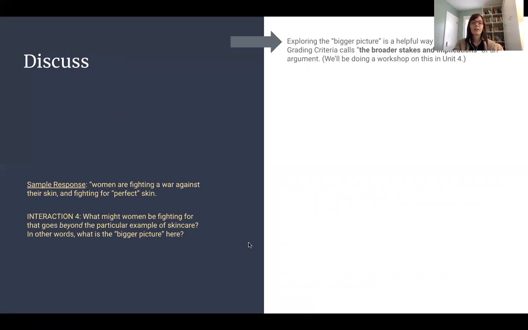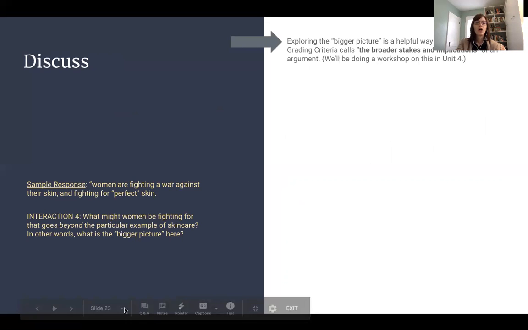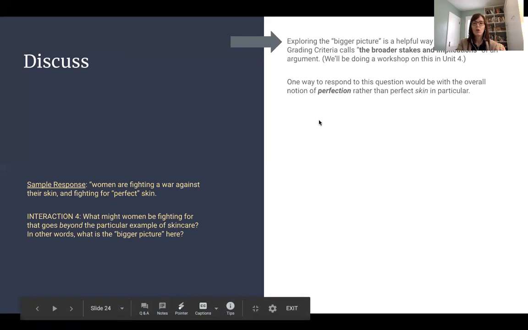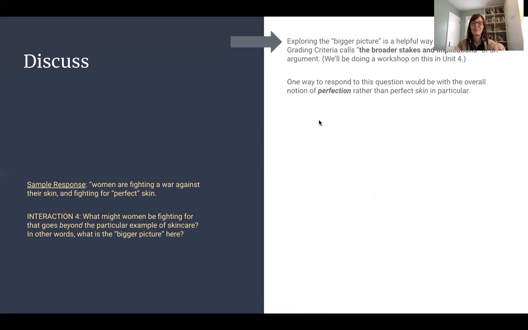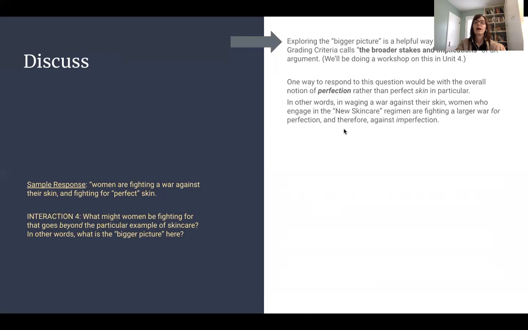And exploring the bigger picture is a helpful way to explore what our grading criteria calls, quote unquote, the broader stakes and implications of an argument. And we'll talk about it a bit here, but we'll do this more in depth in a workshop in Unit 4. Okay, and one way to respond to this question of broader stakes and implications would be with the overall notion of perfection rather than perfect skin in particular, right? So perfection is this larger concept, and skin would be a particular example of a quest for perfection.